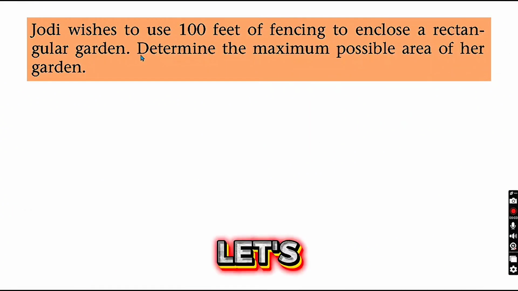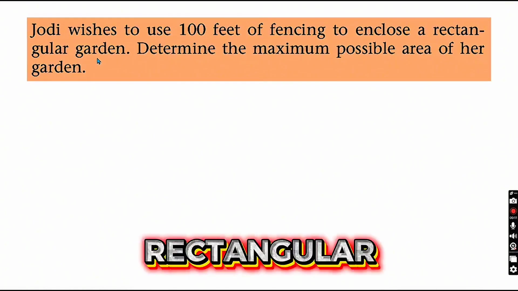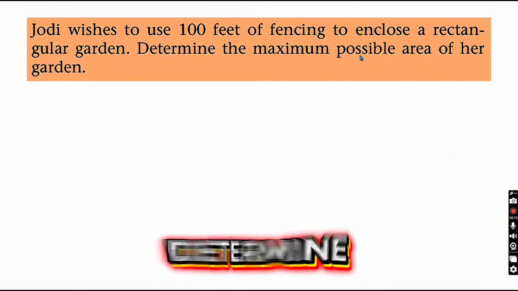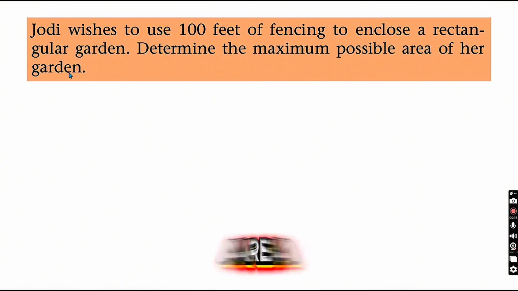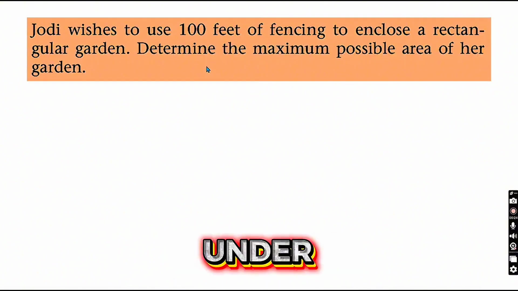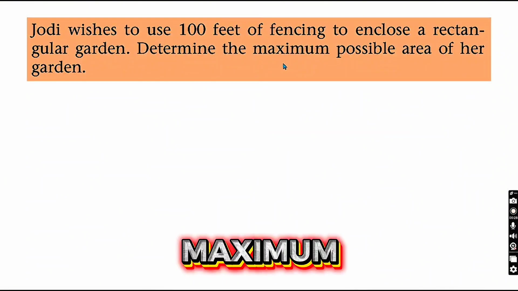Got it? Let's solve this problem. Jody wishes to use 100 feet of fencing to enclose a rectangular garden. Determine the maximum possible area of her garden. So this is part of the applied maximum and minimum problems under derivatives, but this focuses on maximum.